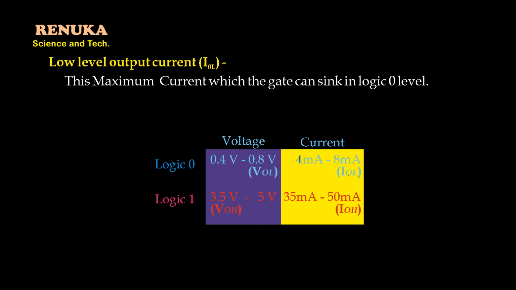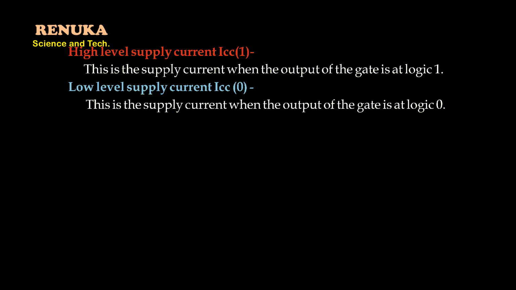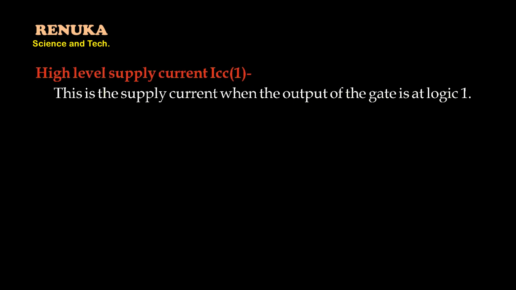So these were the high level and low level input and output voltage and current parameters. Two more parameters are defined here: high level supply current and low level supply current. High level supply current is the supply current when the output of the gate is logic 1.